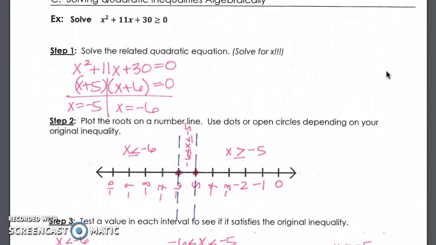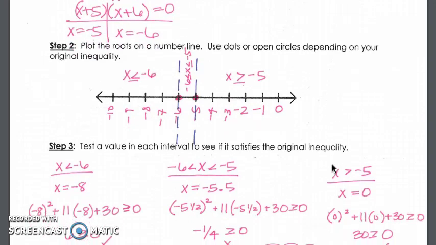Okay, so we went through those 3 steps. Step 1, solving for x, finding the values of x. Step 2, we plotted those on a number line. Step 3, test one value from each interval and see if that satisfies our original inequality.